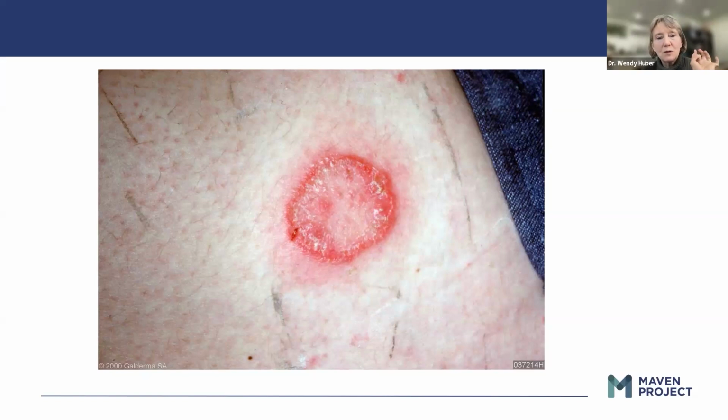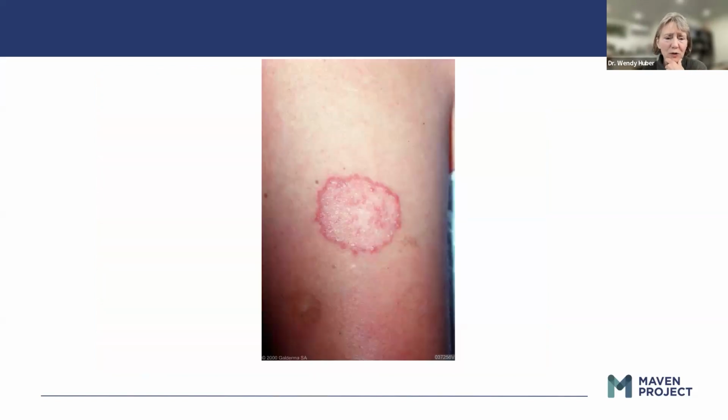The highlight with tinea corporis is it starts out small and the patient will say it's expanding and you get skin clearing in the center. And I think this slide depicts that very well. Next slide. Where do you do the scraping from? You do it from the border, the rim that's raised. That's where you're going to find the hyphae.